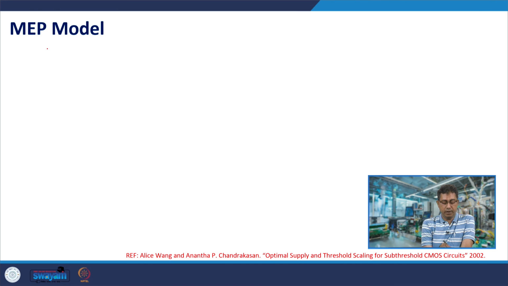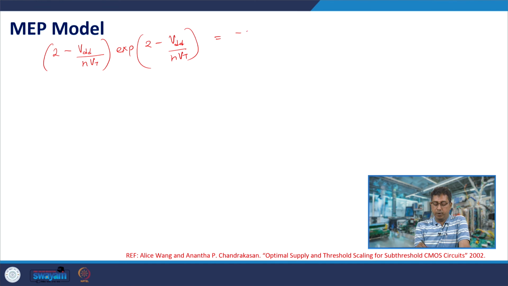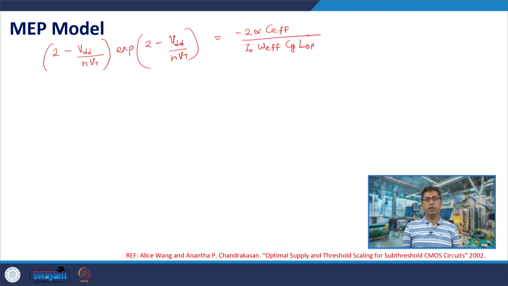So, we had discussed the minimum energy point model, which was (2 minus VDD by NVT), where VT is the thermal voltage, into exponential (2 minus VDD by NVT) is equal to minus 2 alpha C effective by I naught W effective CG LDP. So, this is a model which we had derived in the previous lecture.